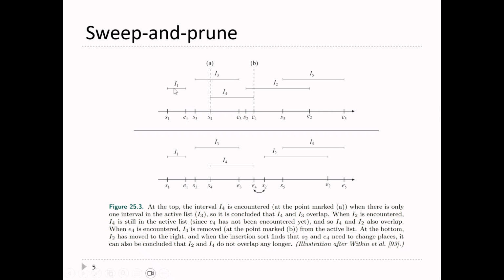Keep on going. We now hit I4, so I4 goes into the active list, and we know that I4 intersects I3. And you keep on going. So now we hit the end of I3, so I3 comes out of the active list.